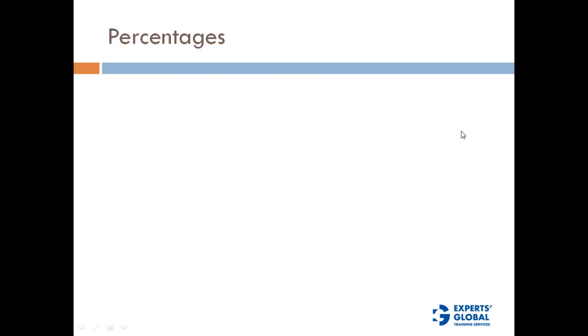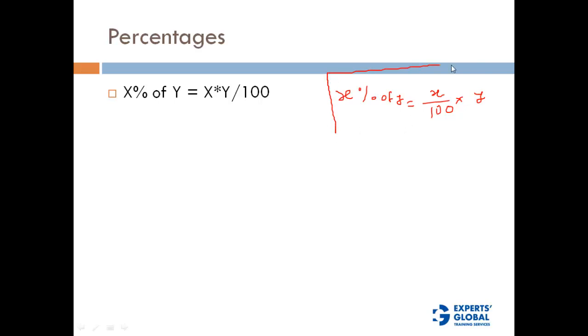So let's look at how to calculate percentages. The basic rule here is x% of y is written as x into y divided by 100. Whenever you hear x%, you just consider this number x divided by 100. So x% of y is x by 100 into y, that means xy divided by 100. So this is the basic rule. Let's look at some examples. It can get tricky, so pay attention.